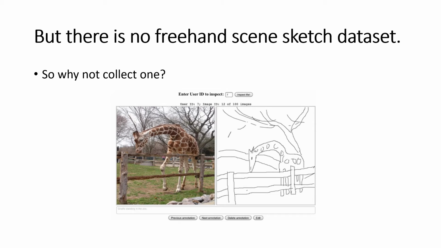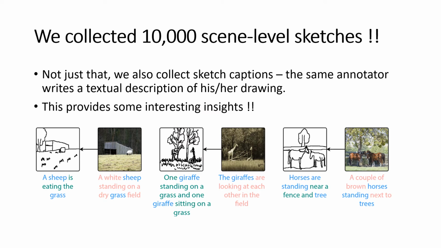But AI agents are still data hungry, so let's begin by collecting scene-level sketch drawings by humans like you and me. And we did collect data, 10,000 of them. But wait, we don't just stop there. We also ask our annotators to write a textual description of their drawings. This will help our AI agents understand their drawings and potentially avoid ambiguities when interpreting a drawing.